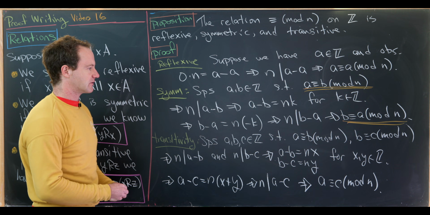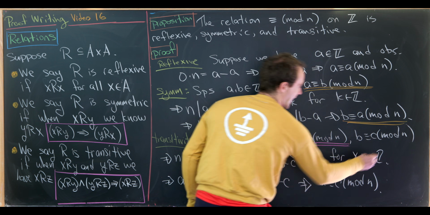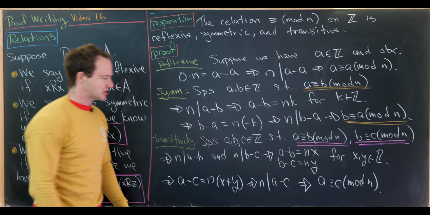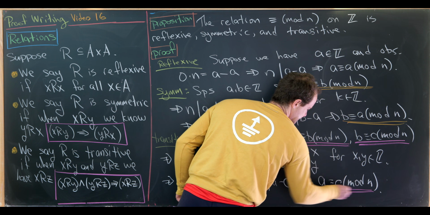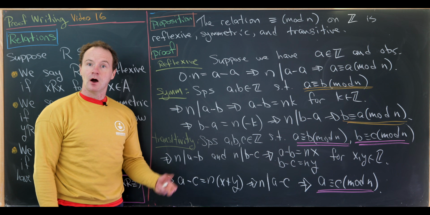So let's make sure we've done the right thing. We assumed that A was congruent to B mod n, and B was congruent to C mod n, and then we did some calculation and we ended up with A is congruent to C mod n. But that's exactly what we need for transitivity. Okay, let's look at another.